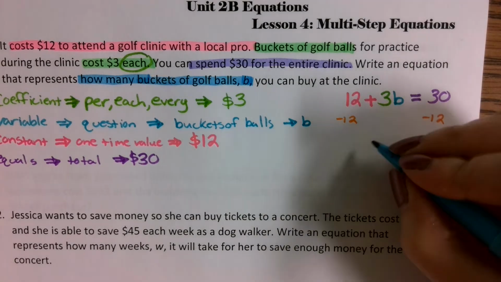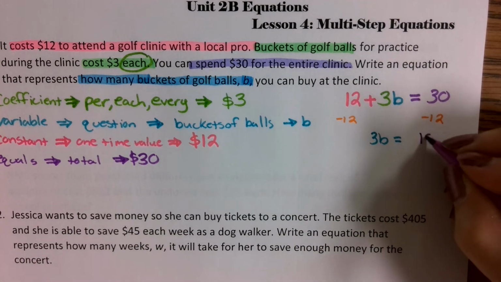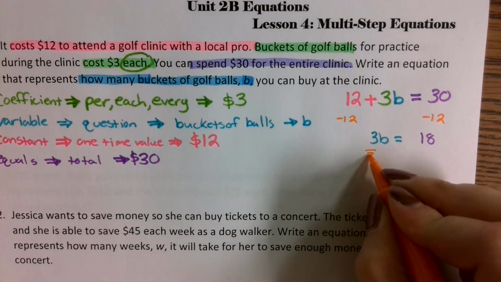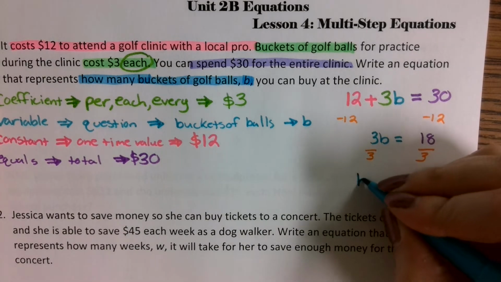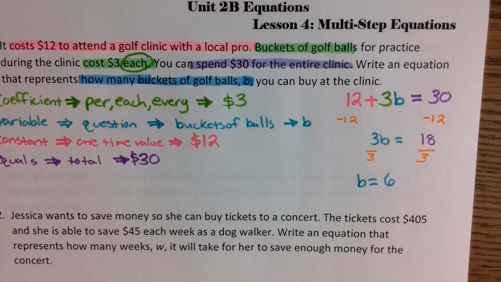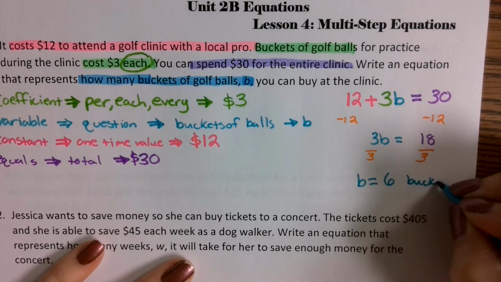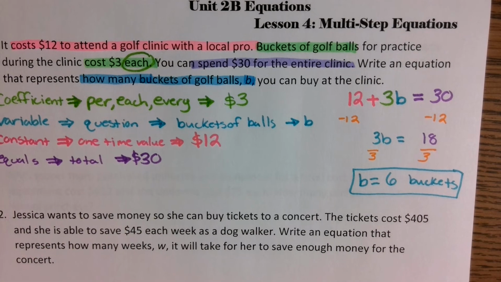That's going to leave us with that 3b. And that's now going to be equal to 18. And what's our last step to do here? Jeremy? Divide by 3 on both sides. Okay, and when we divide by 3 on both sides, we're going to get b is equal to 6. And again, 6, it's 6 what? We always want to reference it back to the problem. 6 buckets. Thank you, Angel. It's going to be 6 buckets. So we can purchase 6 buckets when we go to that clinic.